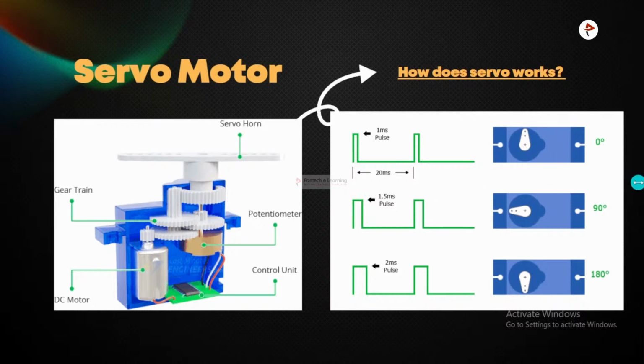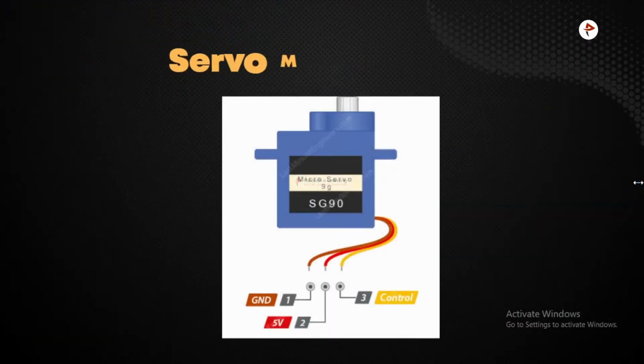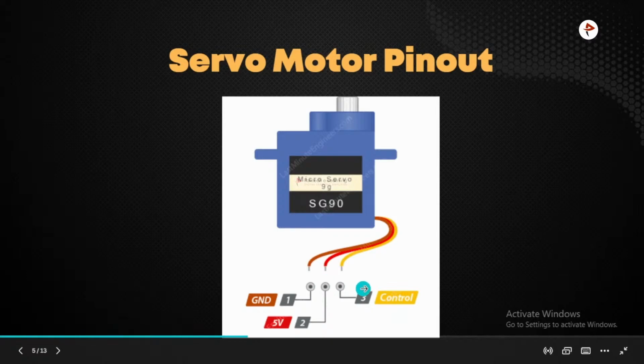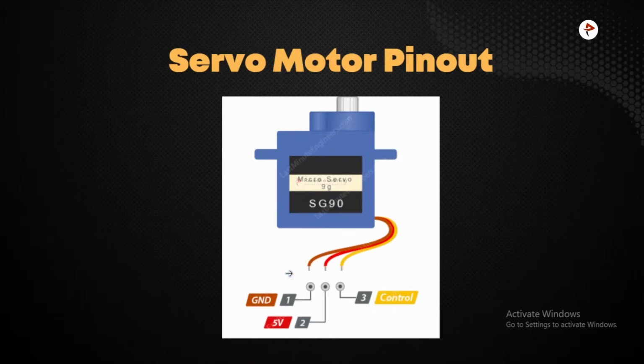Okay, let me describe the servo motor pinout. It's a 3-wire terminal: one is ground, power, and control. So ground serves as a common ground for the motor and the logic, and the power is a positive voltage that powers the servo, and control is an input for the control system.